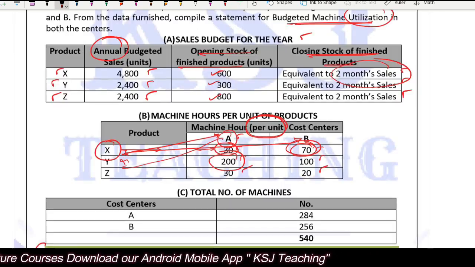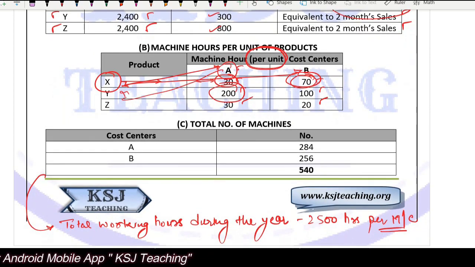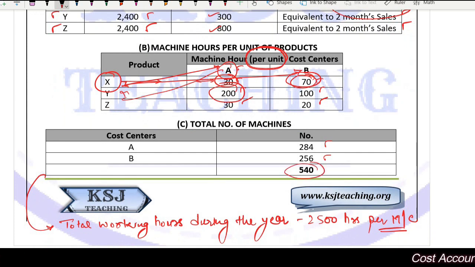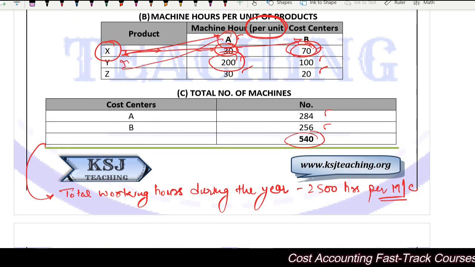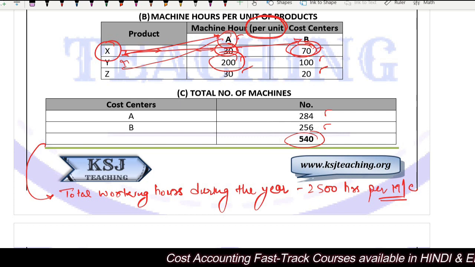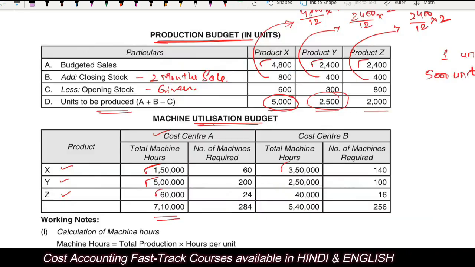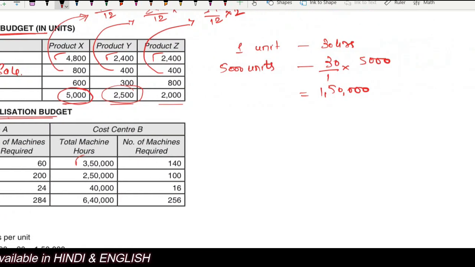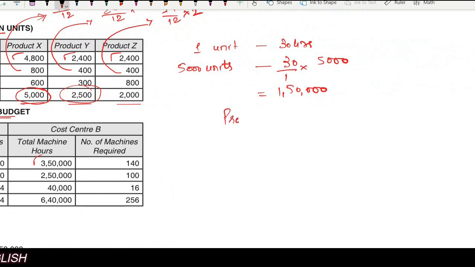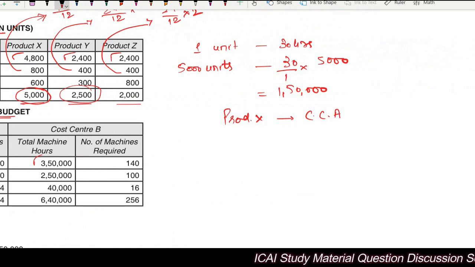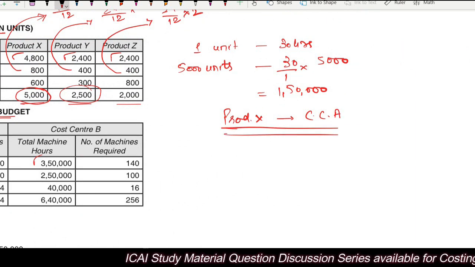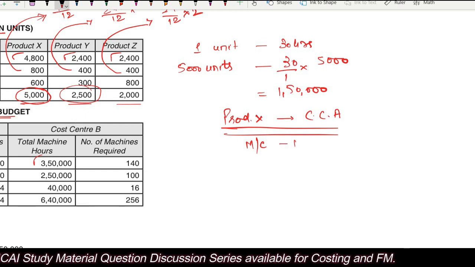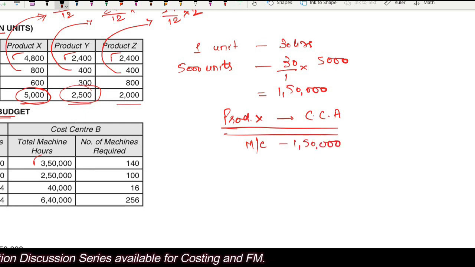Great. What is the next thing that is given? He says the total number of machines is 284 and 256, total 540. Also given is the total working hours during the year, 2,500 hours per machine, right? Now listen to it very carefully. I'm talking about product X, cost center A first. What is the total number of machine hours required for this? 1,50,000.